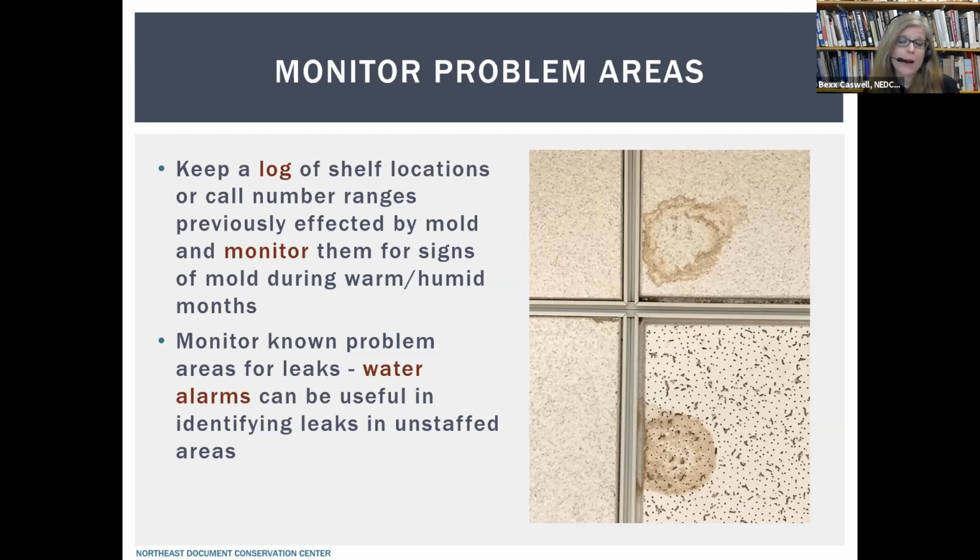And then for some of those problem leaky areas, water alarms are a great way of helping alert you to problems, especially if this is something that happens in an unstaffed area or a place that you just don't go a lot. And the old fashioned water alarms were kind of a pain. The newer ones can be connected to Wi-Fi. They're pretty cheap, like $25 or something like that. And they can either email you or send you a text message to alert you when they sense moisture. So that can just be really helpful, especially if you are closed or if you have an unstaffed storage location.